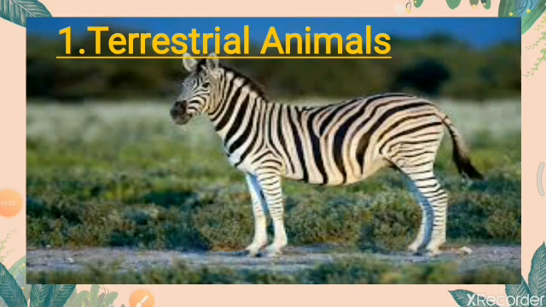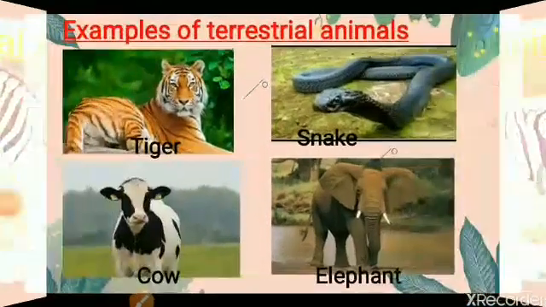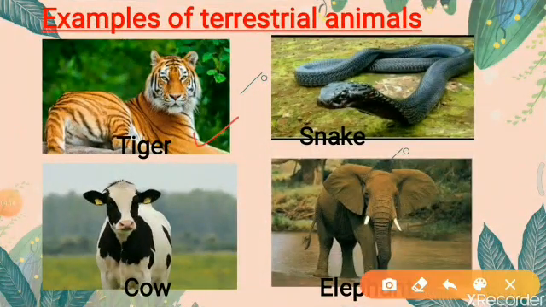Animals that live on land, means either on the surface of the ground or in burrows, below the ground, are known as terrestrial animals. The examples are tiger, snake, cow, elephant. These are examples of terrestrial animals because these animals live on land.